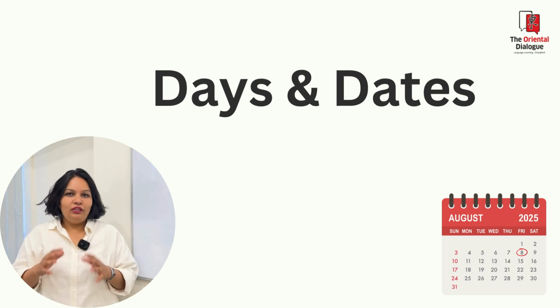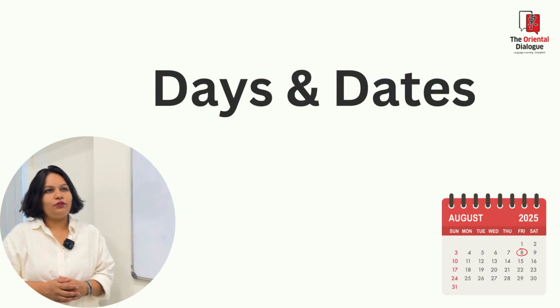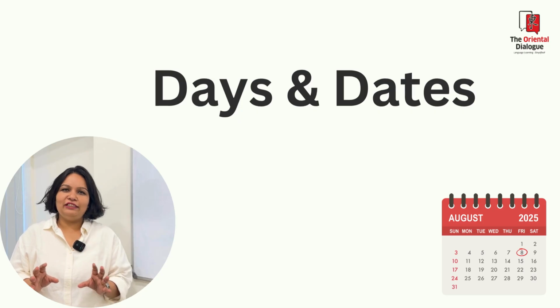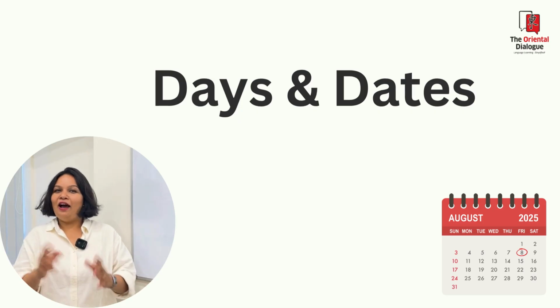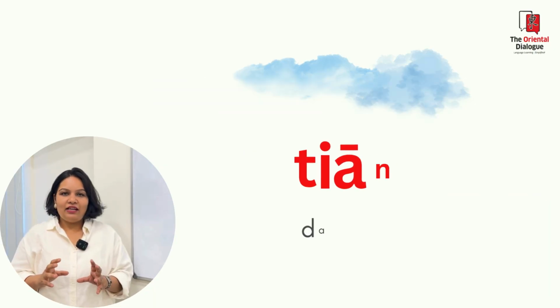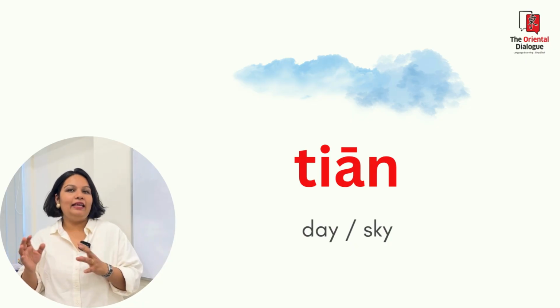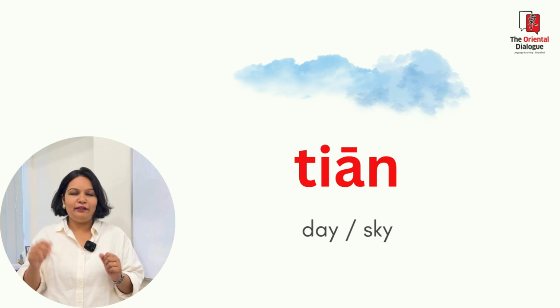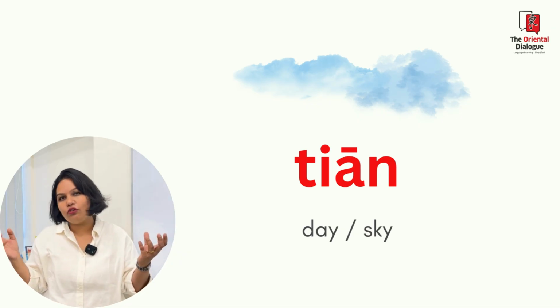We are now going to learn about days, dates and time. This is also very logical in the language, and you'll be pleasantly surprised to understand how the system works in Mandarin Chinese. So let's start with the word tiān, with a flat tone. Tiān means any day, or a duration of a day.